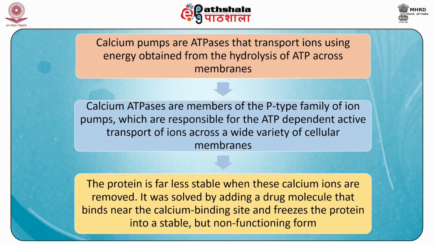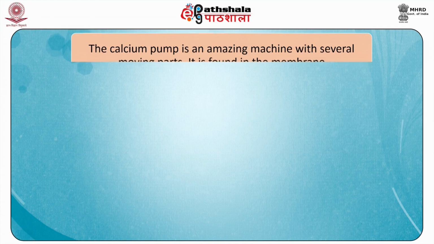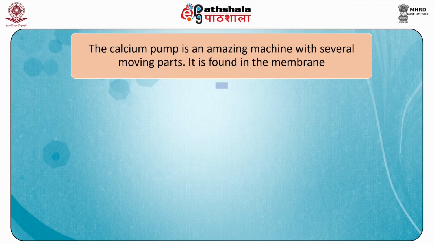The protein is far less stable when these calcium ions are removed. The structure was solved by adding a drug molecule that binds near the calcium binding site and freezes the protein into a stable but non-functioning form. The calcium pump is an amazing machine with several moving parts. It is found in the membrane.